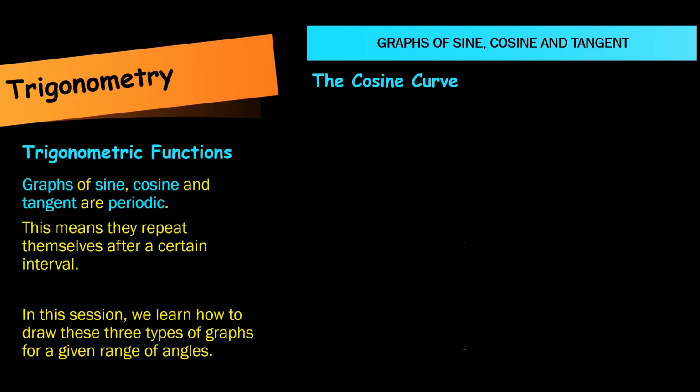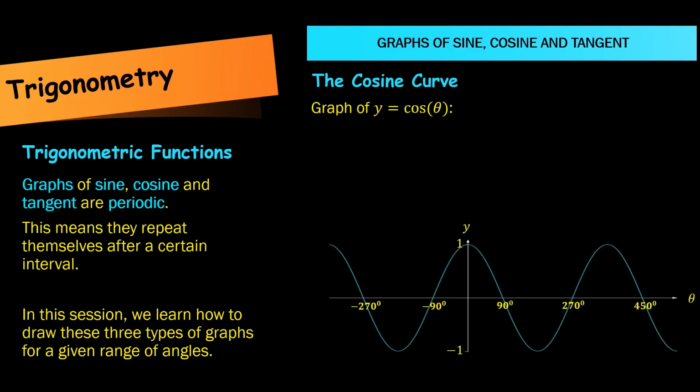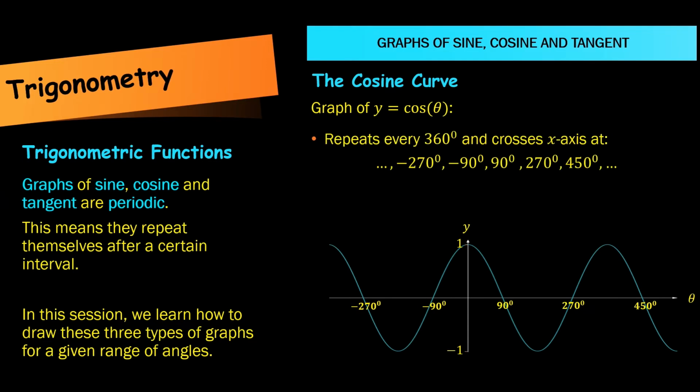Now let's take a look at the cosine curve. The graph of y equals cos theta looks something like this. It also repeats every 360 degrees, but crosses the x-axis at, for example, minus 270 degrees, minus 90 degrees, 90 degrees, and so on. So every 180 degrees. The maximum of the cosine curve is also 1, and the minimum is also minus 1.